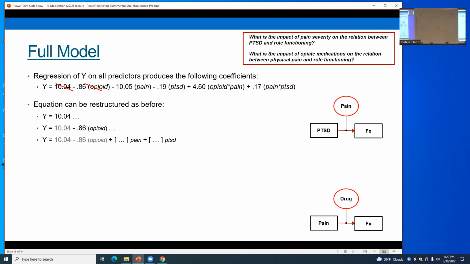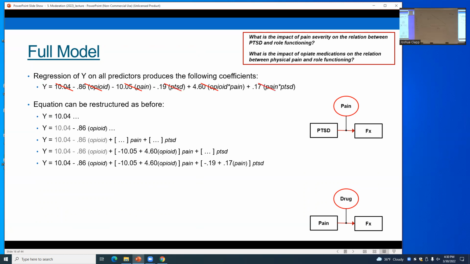Okay. Bracket those off. Then I'm going to start with pain. So I've got pain here and pain here, that are involved in this first term. So I've dropped down negative 10.5 plus 4.6 times pain. Now we've got pain here, but that's linked to a different conditional effect, so we're going to leave that alone. Then we're going to drop down here, bring these ones down.